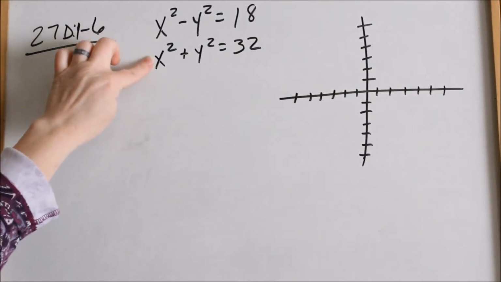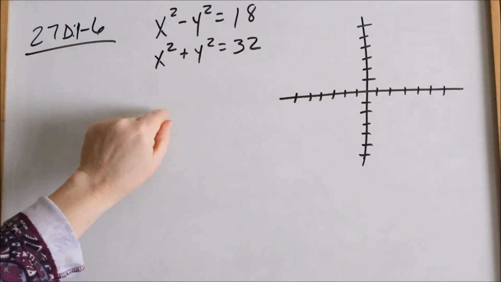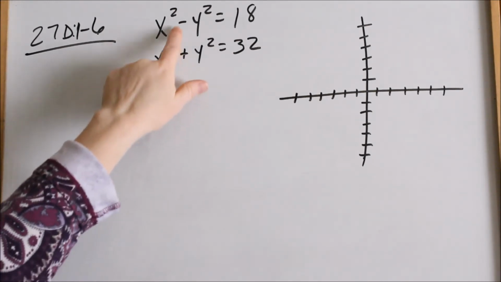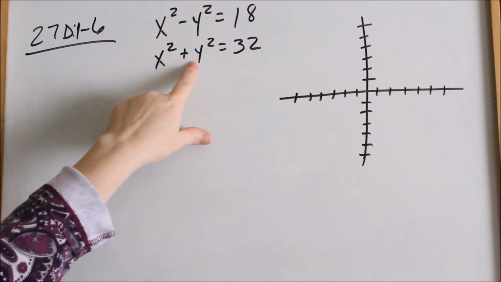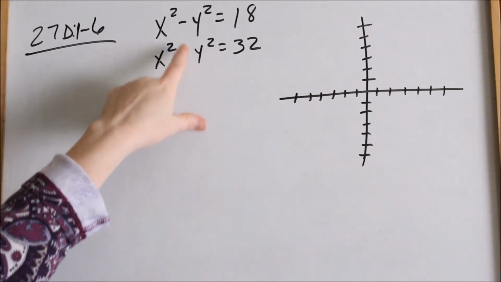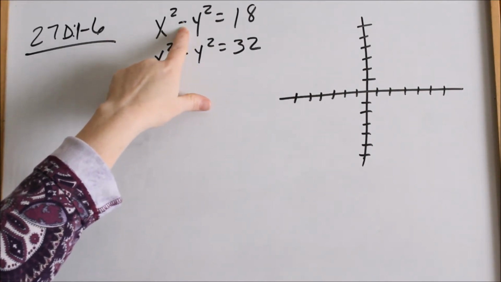Okay, we're looking at 27D, 1 through 6. We have these two equations. They look real similar, but the one thing you notice is one has a plus sign, one has a subtraction sign. When you have a plus sign, these coefficients are the same. This is a circle. Subtraction sign, hyperbola.